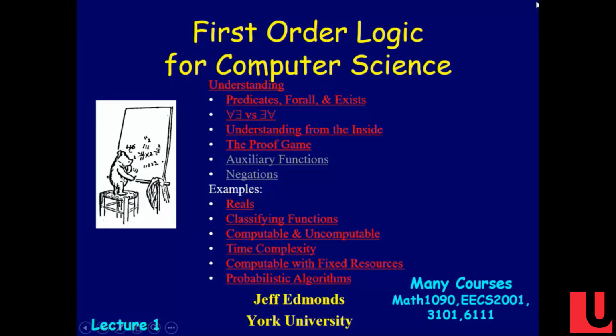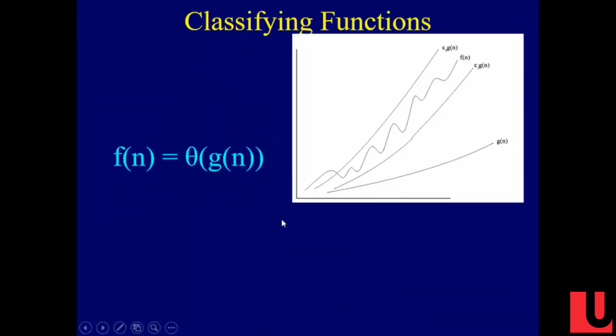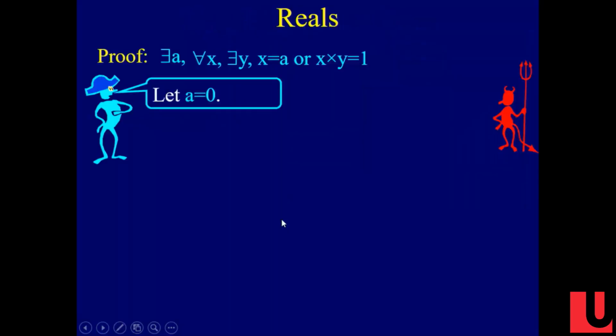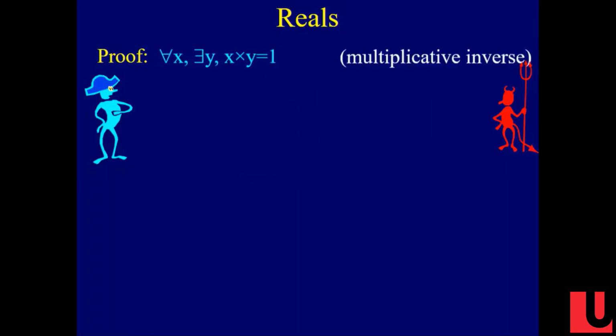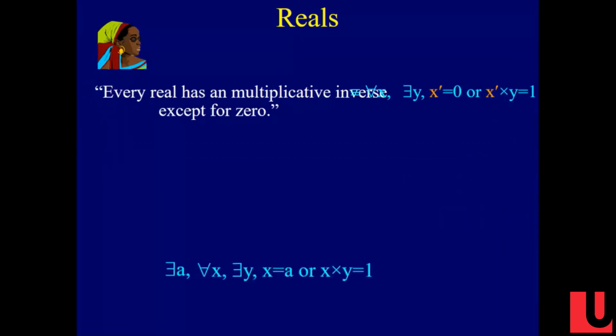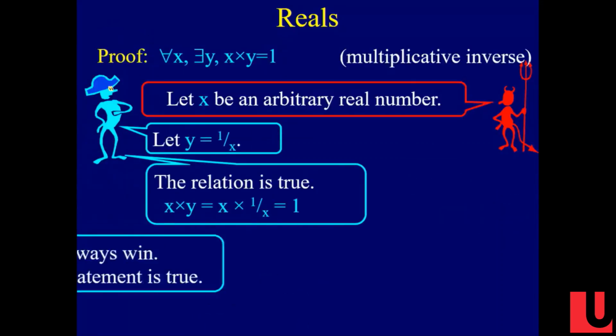All right, so where are we? We are just about to classify functions, so we can go backwards. Where are we? We're going backwards? No, we're going forwards.